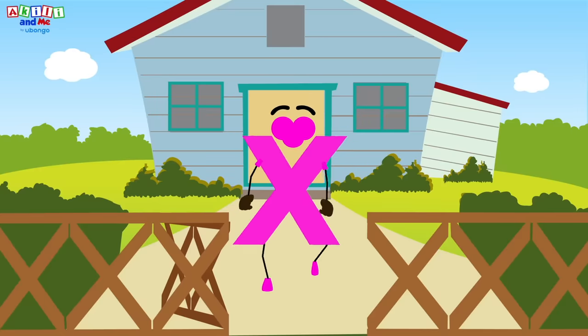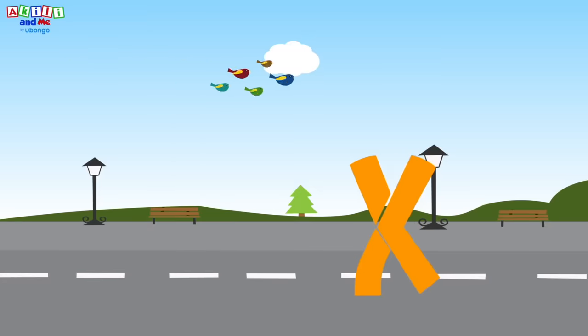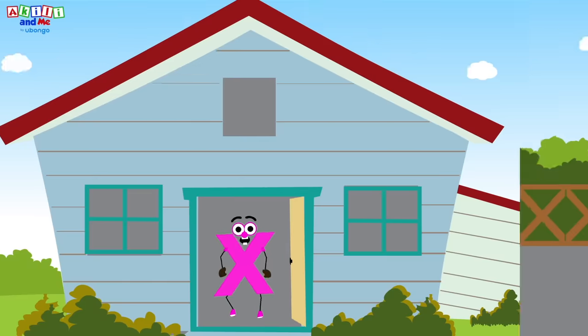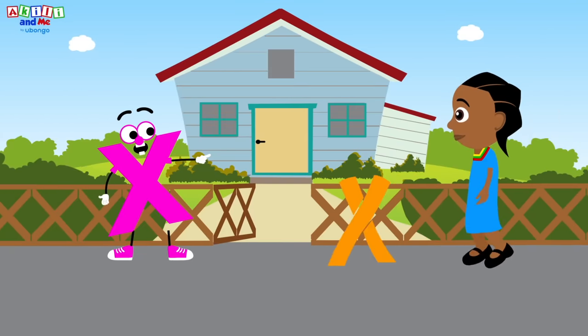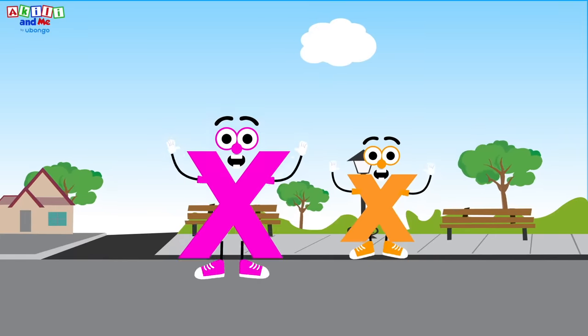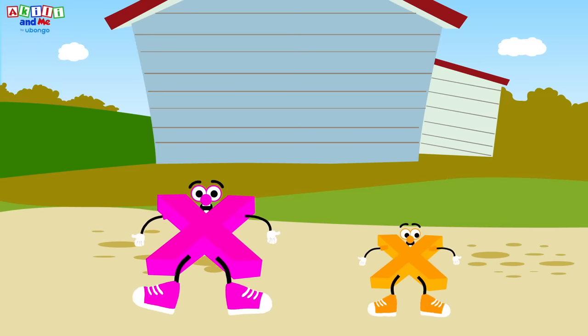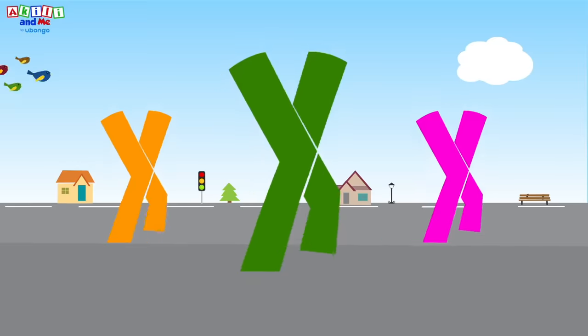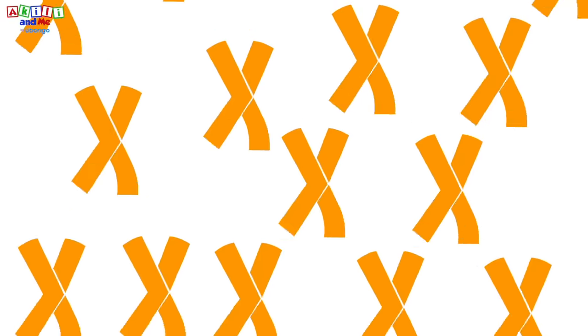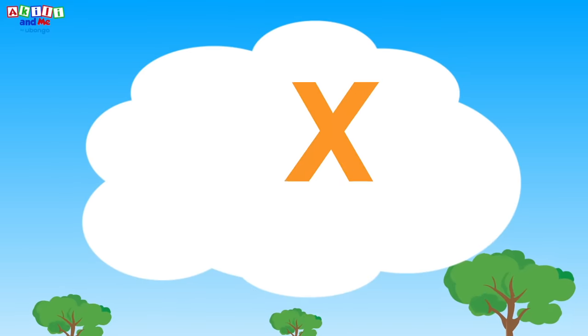Of X's around. Can you see the letter X? Letter X does exercise, jumping up and down. And letter X likes to relax, lying on the ground. Can you see the letter X? X, X, X, X.